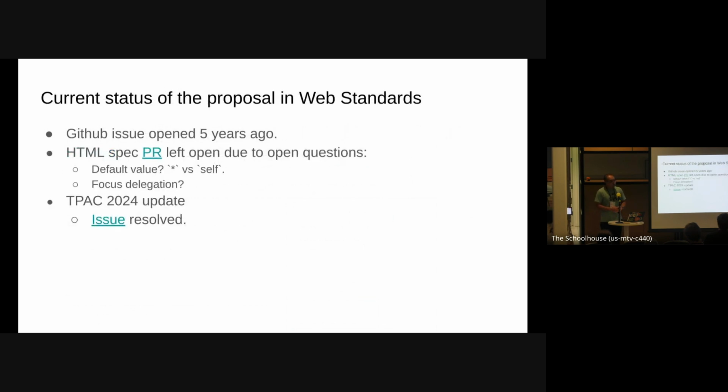The GitHub issue was raised in the Web App Security Working Group and WHATWG about 5 years ago. There was also an HTML spec PR open, but unfortunately it was left open because of some unanswered questions, like what should be the default value? Should we block the third-party context from getting programmatic focus by default? And the next question is, should we allow focus delegation? Like the parent frame can call iframe.focus and pass the focus down into the iframe with this feature policy set.